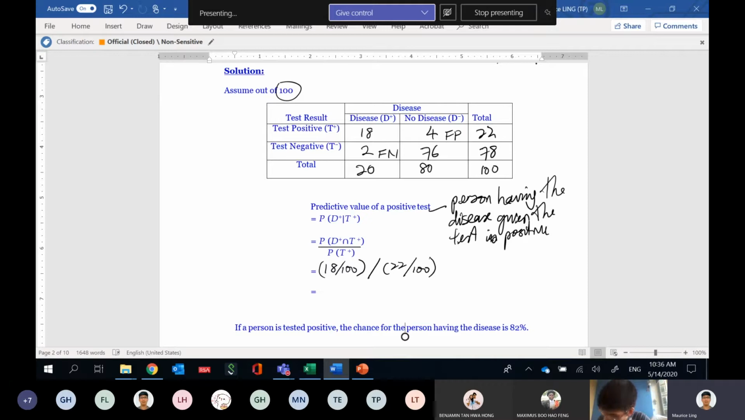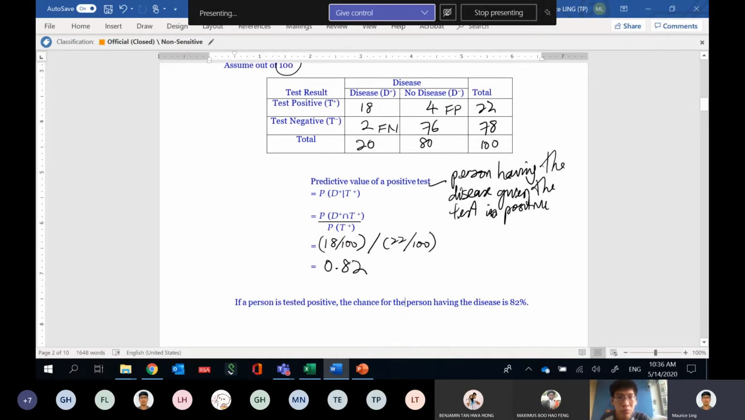Make sense so far? You end up with 0.82. Okay. So there is 82% chance that the person has the disease if he or she is tested positive.